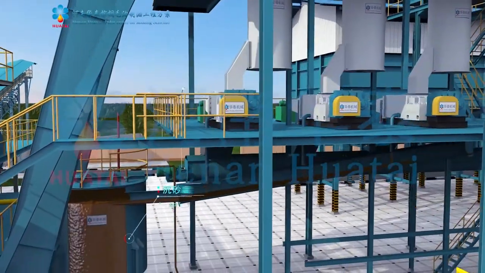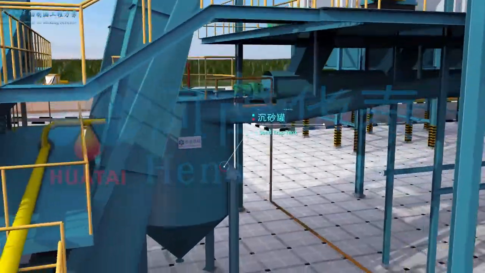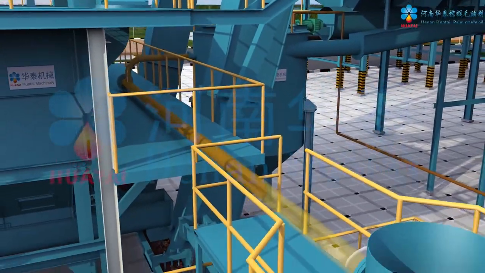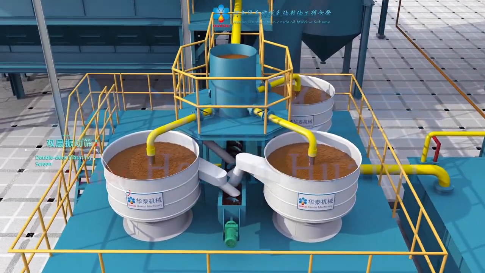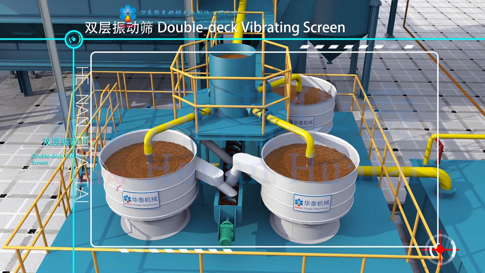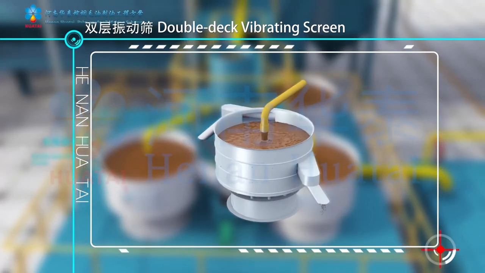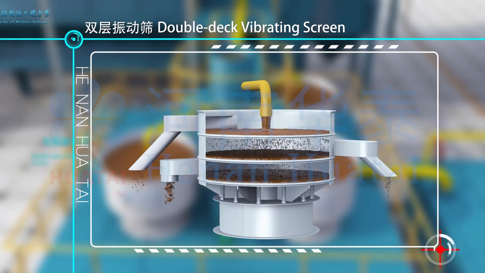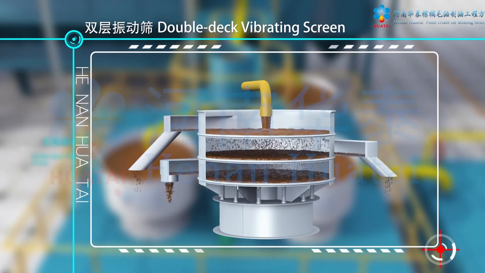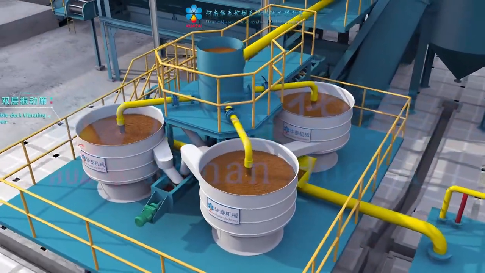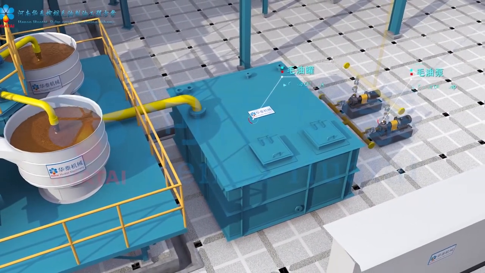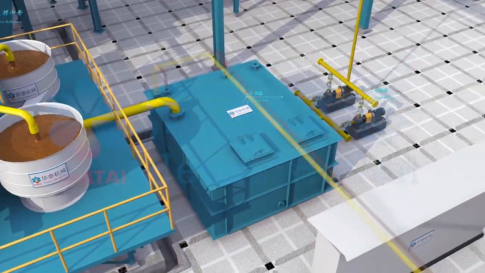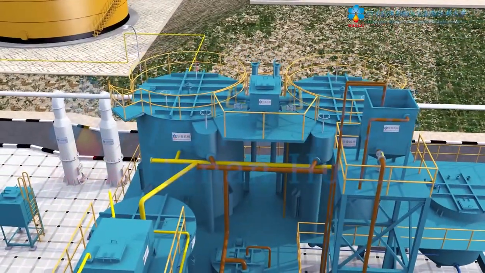Crude palm oil settles down in the sand trap tank. And a double deck vibrating screen. Through the double deck vibrating screen, separate, collect, and press screening. Filtered crude oil enters the crude oil tank for temporary storage. Use crude oil pump to convey it to the vertical clarifier tank.